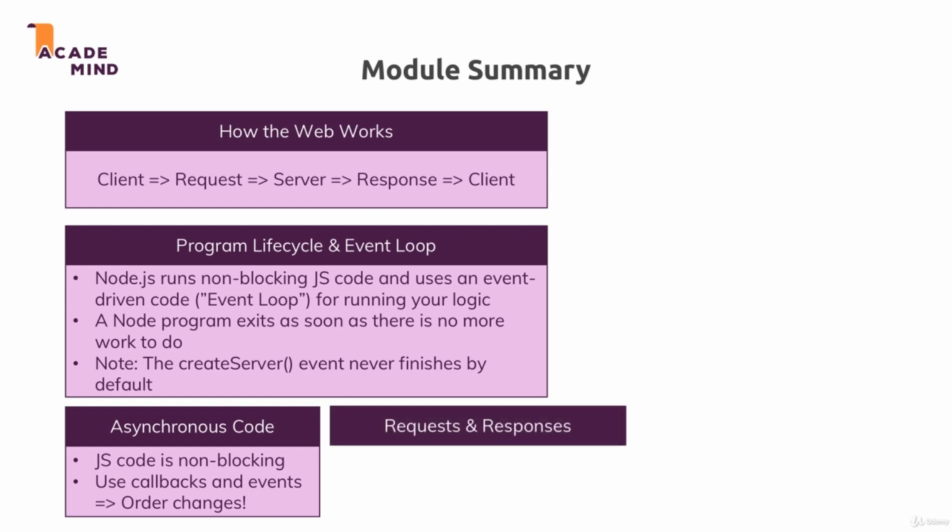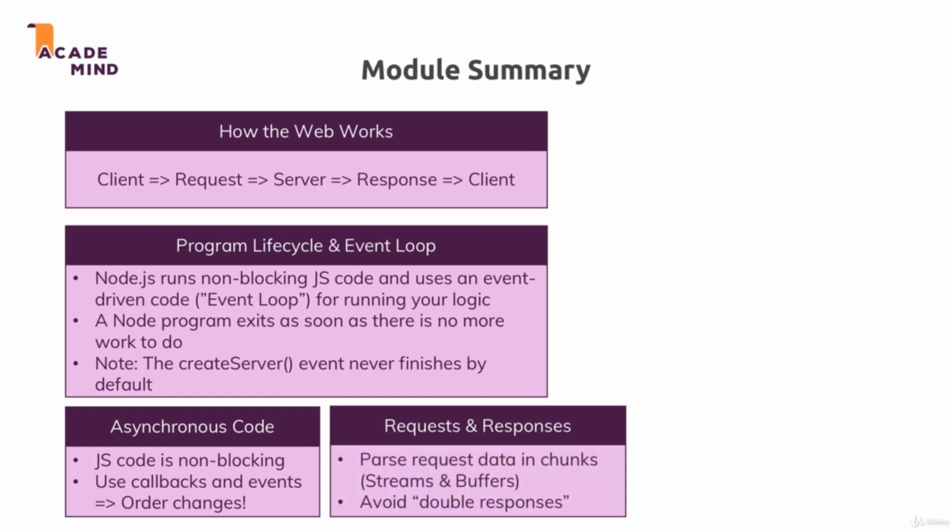We also saw how to work with requests and responses the Node.js way. We saw that we have to parse the request data, which arrives in chunks, and that we can use this concept of streams and buffers, which I explained, and that we should avoid sending double responses, so that after res.end, you must not send another response. And this can happen easily if you forget about that asynchronous nature and that a line of code you write might not execute immediately. Depending on where you write it, if it's in an event listener, it will not execute immediately. That is what I mean, and that is what is important to keep in mind here.